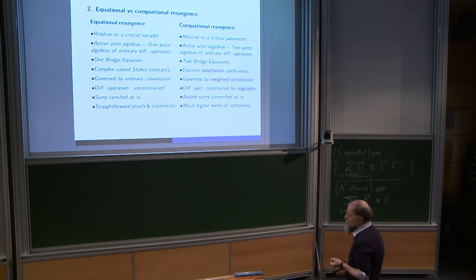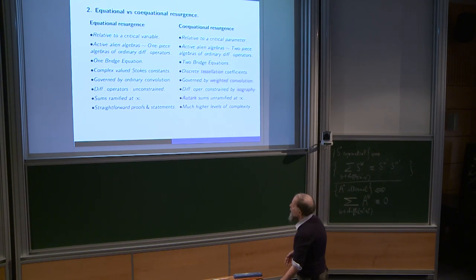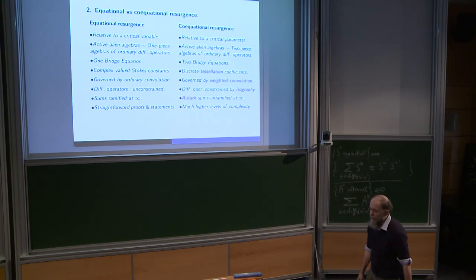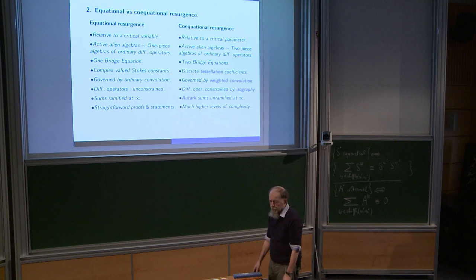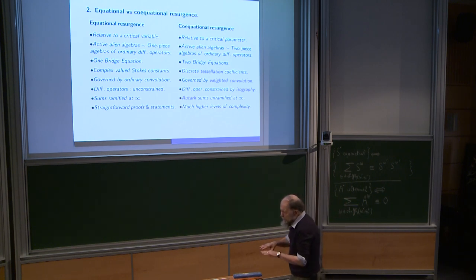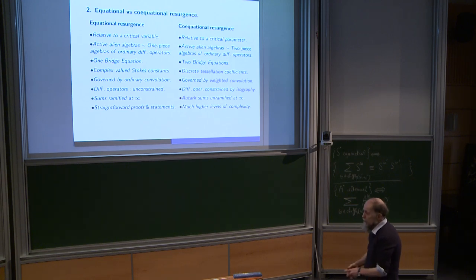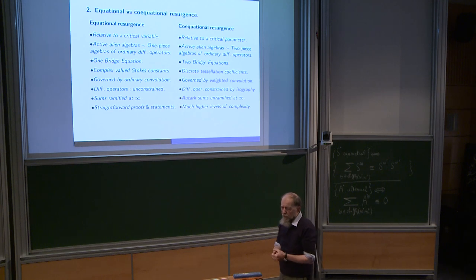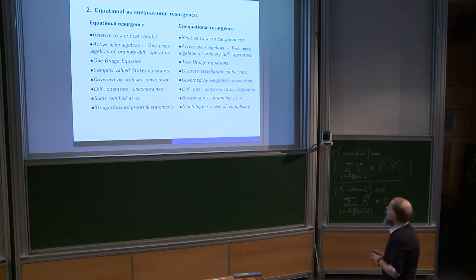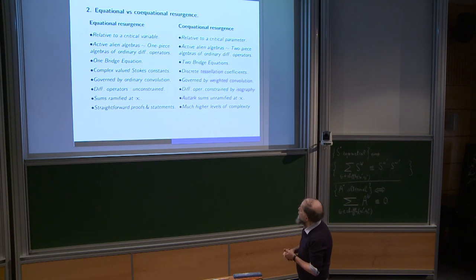Coequational resurgence is relative to a critical parameter. In both cases, the active alien algebras are isomorphic, as I said, to algebras of ordinary differential operators. But in the second case, for coequational resurgence, this algebra actually splits into two parts. Then, correspondingly, for equational resurgence, there is one system of alien equations that describes the whole situation, one bridge equation. For coequational resurgence, there are two of them, two systems, and very different ones.